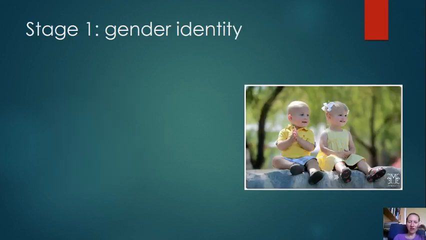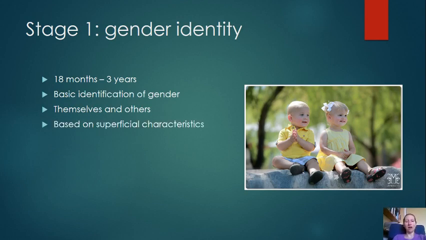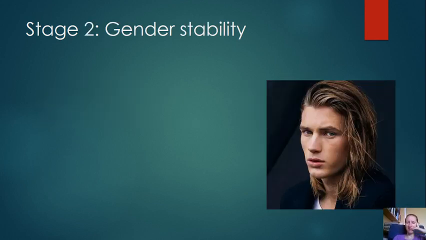Right, stage 1 of Kohlberg's developmental theory. This is the first stage, and it's 18 months to 3 years. This is where we can identify gender, so we can say if we're a boy or a girl, and we can say if someone else is a boy or a girl, but it's really based on things like the length of someone's hair or the clothes, if they're wearing certain clothes, a dress or whatever. So it's a very basic understanding of gender based on really superficial characteristics.